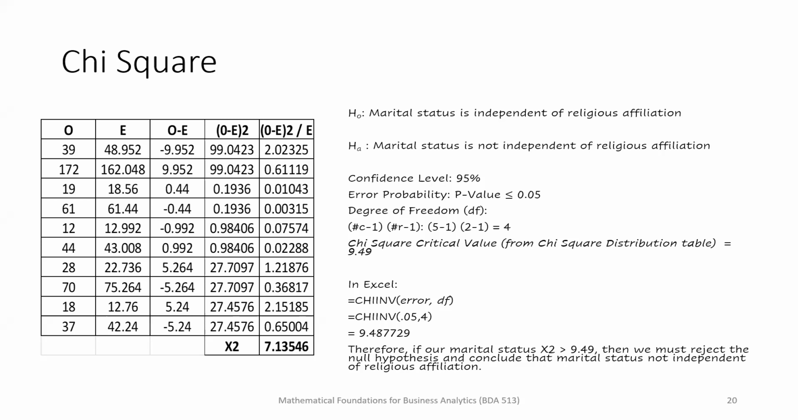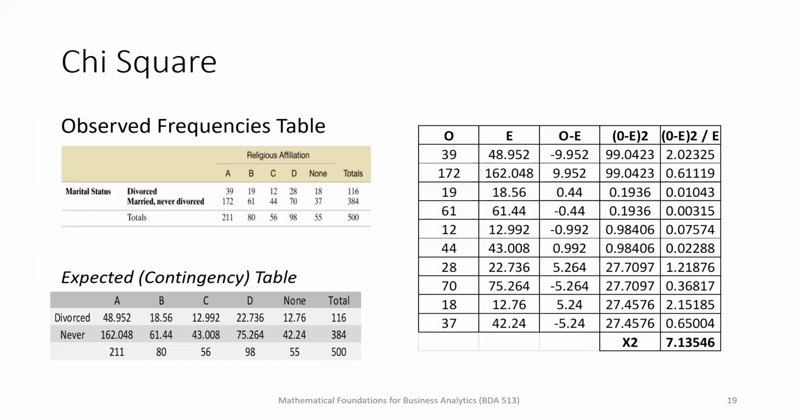So our degree of freedom. Since the degree of freedom was not given to us, one way to go about this is to look at the number of columns and the number of rows, deduct one from each of them, and then multiply the product. So the number of columns here, how many columns do we have?